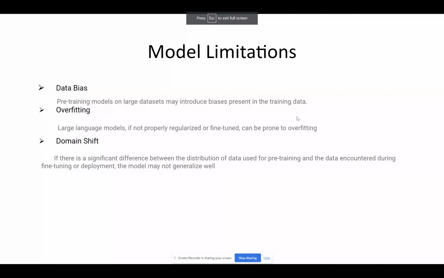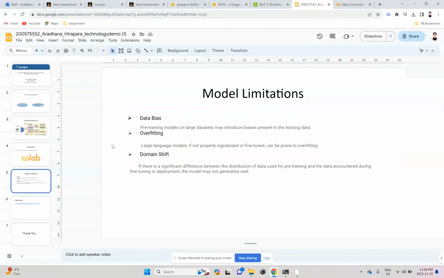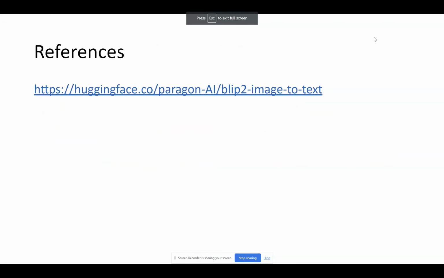I have found some limitations of the model. First, it could lead to data bias, as models pre-trained on large datasets may introduce bias present in the training data. Second, it might lead to overfitting if it is fine-tuned. And the third one is domain shift. If we give a model data relevant to one field, then it might not be able to predict on data that is not from the given field.